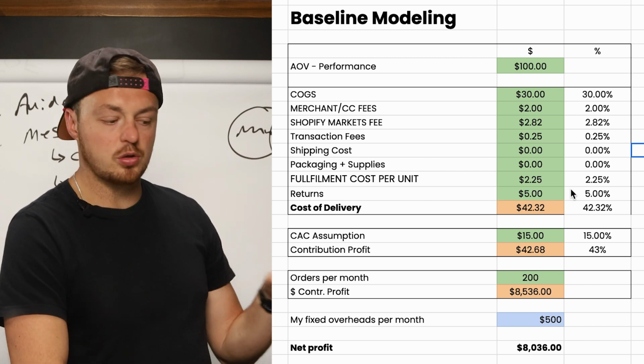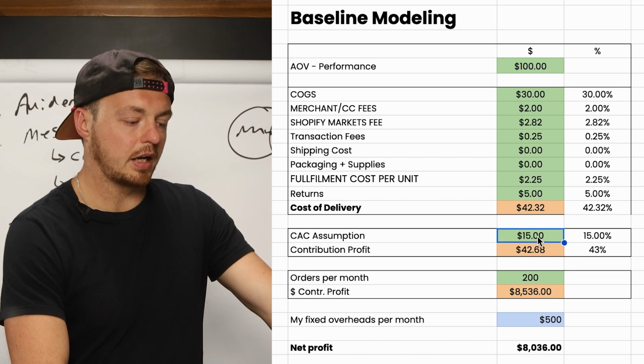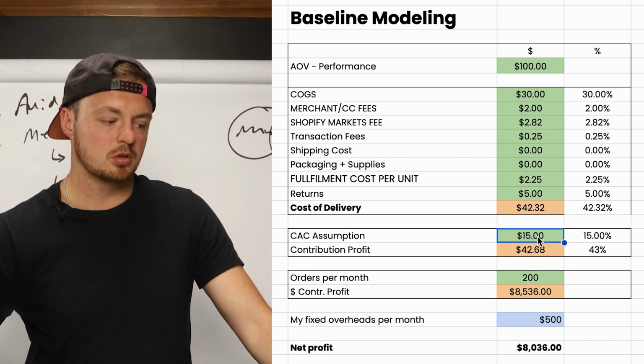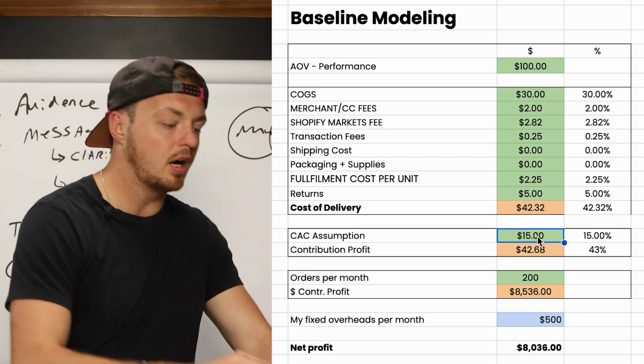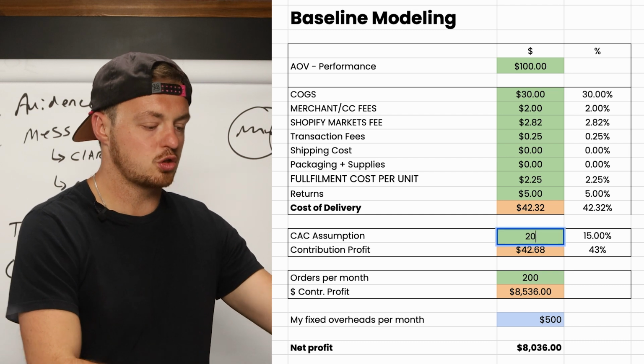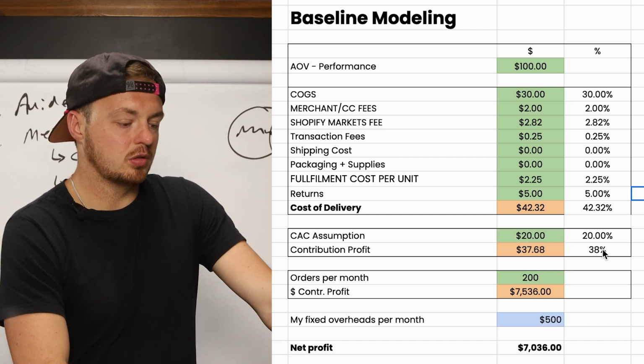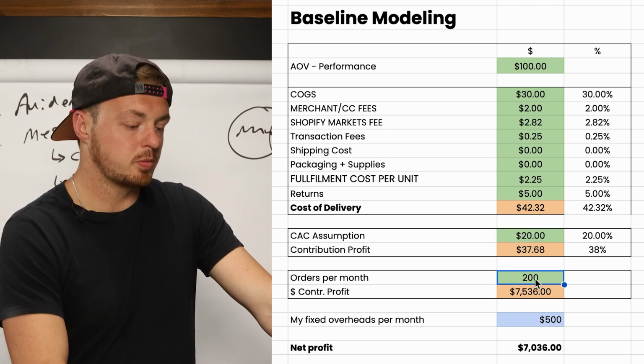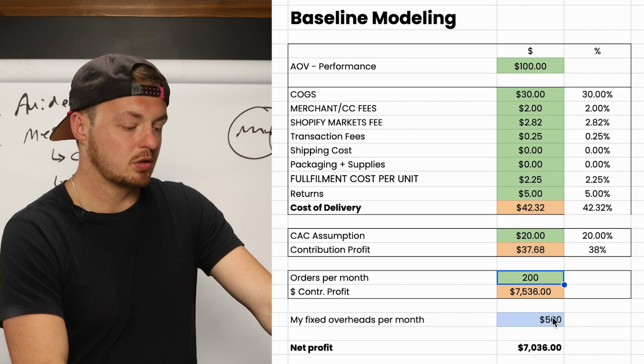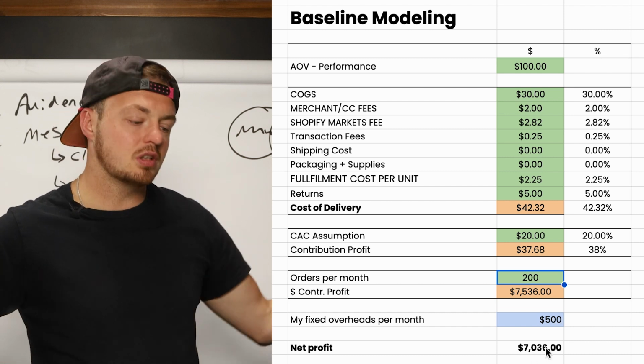So you guys play around with your numbers, and then you have an assumption for CAC. What is the cost to acquire a customer, or customer acquisition cost? That's $15 here. I'm going to say 20. Right here, we're making 38% profit. If we get 200 orders per month, with fixed overhead, we're going to make $7,000 a month.